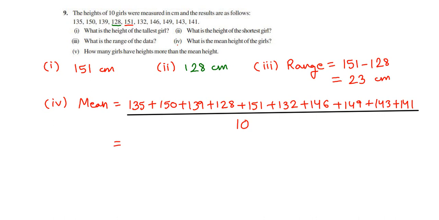On adding all the numbers in the numerator we will get 1414, and this is to be divided with 10. Division with 10 in this case is very easy. We'll get the answer as 141.4 centimeter. Now remember, the unit of range and mean is same as the unit which is given in the data. So with this your first exercise of this chapter is completed.